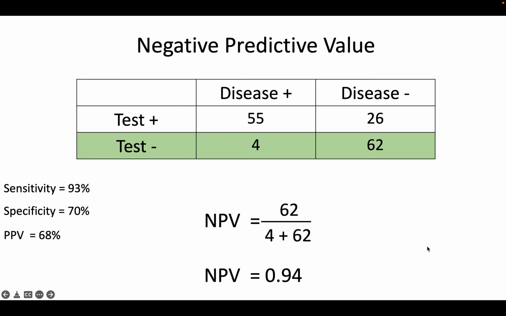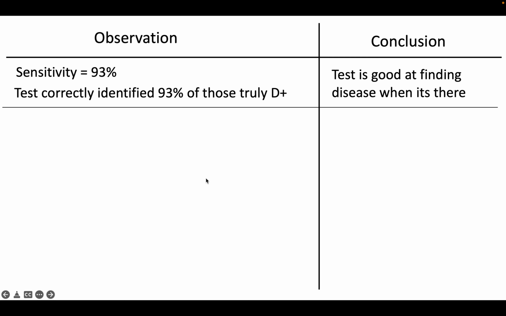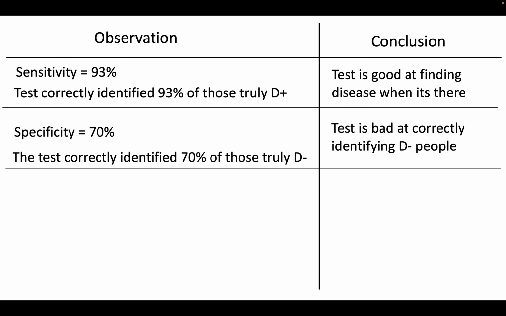So putting all this together, what do we know about our test looking at all of these values? Well, we have a sensitivity of 93%. So the test correctly identified 93% of those that are disease positive. So the test is good at finding the disease when it's there. It has a specificity of 70%. So the test correctly identified 70% of those that are disease negative. So the test is pretty bad at correctly identifying disease negative people.